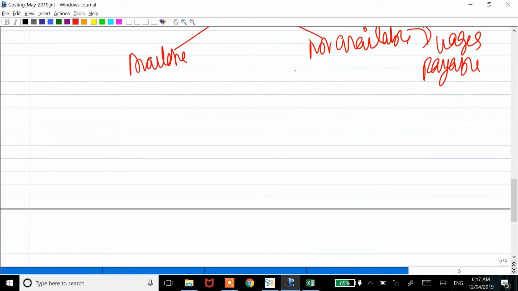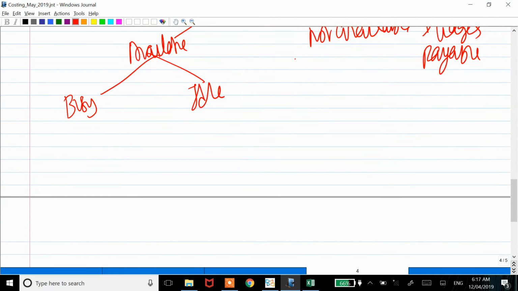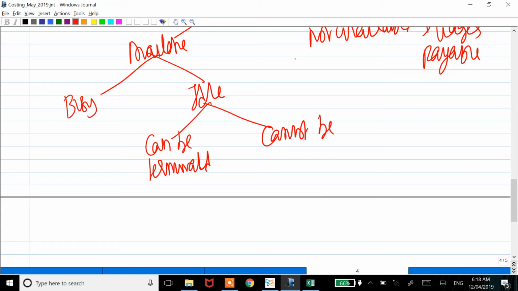If they are available, they can fall under two scenarios: busy, idle. Either the workforce is busy or the workforce is idle. I want to do a new audit. For that audit, I need a few article assistants, I need a few audit managers. Either in my audit firm, they could be busy with some work or they could be idle. So depending on that, I go to the next part. If they are idle, I have two scenarios: can be terminated, cannot be terminated.